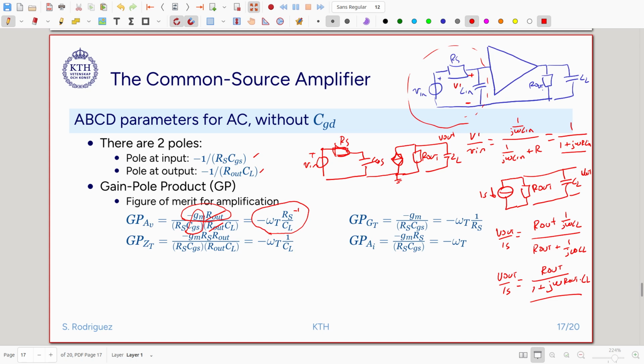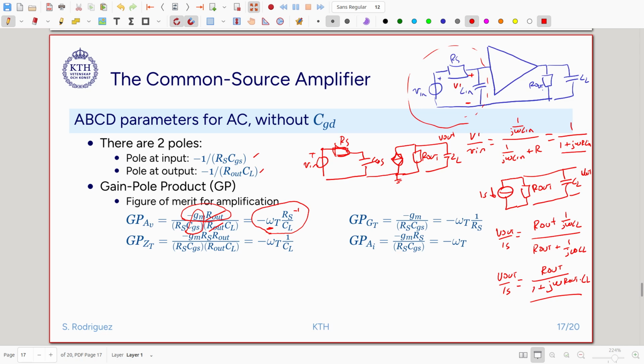So what does it tell me? In order to increase this figure of merit, I will need to increase the FT of the transistor, the transient frequency of the transistor. I will need to put more current if I want to increase this one. I can also decrease the load capacitance, or decrease the source resistance, but sometimes I don't have these as parameters that I can change. So the only thing that I might be able to change is just to push more current in the transistor or change the dimension of the transistor.